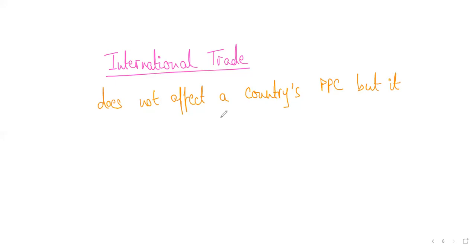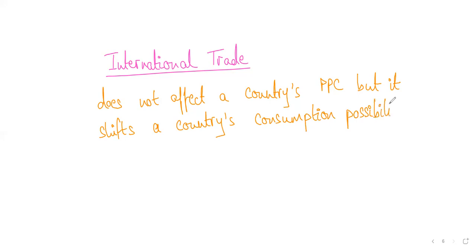it shifts a country's consumption possibility curve outwards. Sorry, consumption possibility. Consumption possibility curve outward. Now, what do I mean by that? Consumption possibility curve is another graph, right? That's not part of our syllabus. It shows how much a country can consume, right? How much a country can consume.